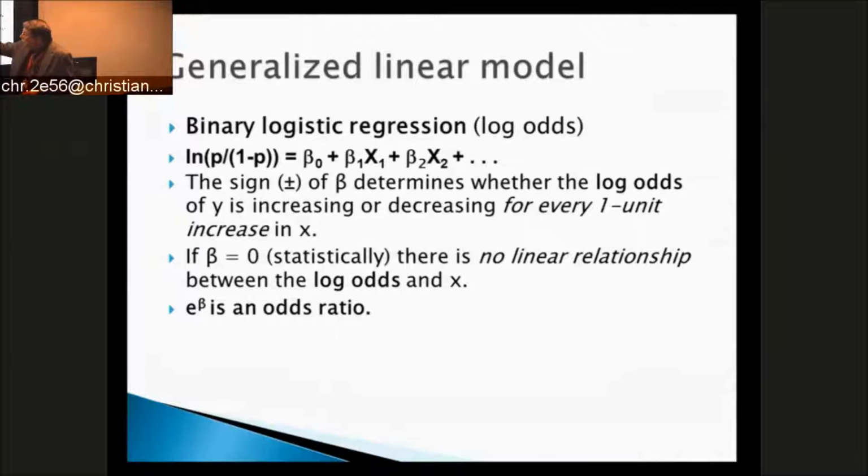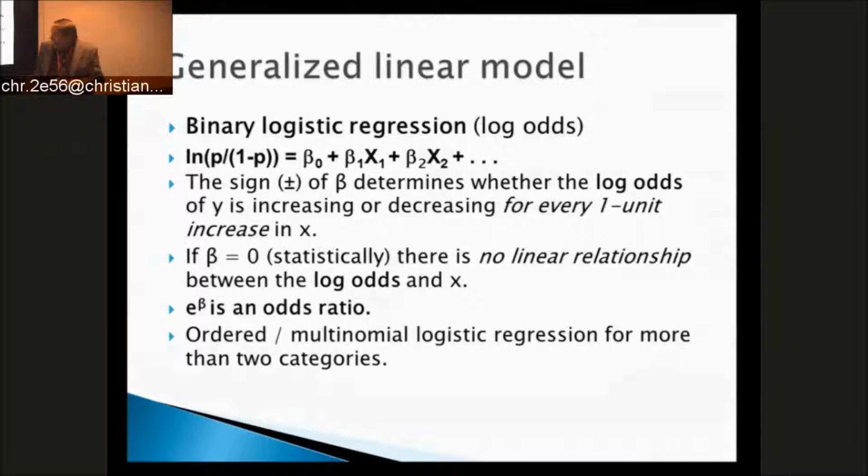If statistically speaking the b's are 0, then there's no linear relationship between the log odds and the predictor variables. And of course, since we're modeling log odds here, then as you all know, if you exponentiate the regression coefficients, you get an odds ratio. So that's pretty familiar. If you have more than one category in your outcome, though, we can also handle that by ordered logistic regression, or if the outcome is not ordered in some way, it's just nominal categories, then we can do multinomial logistic regression. But again, that's another talk.